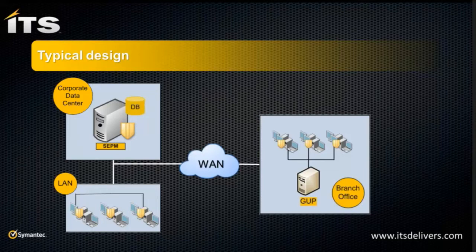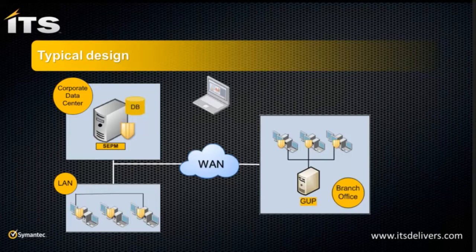Now, if we look over on the right side of the screen, this is something that may be added. It may be relevant to your situation or not, but this is pretty typical. There's a branch office, and at that branch office, there's another LAN. In this case, what we have is a GUP, that stands for Group Update Provider. A Group Update Provider assists in the distribution of the definitions and the product updates, etc. The GUP doesn't have to be a standalone server. That can be one of the clients on the network that's designated as such.